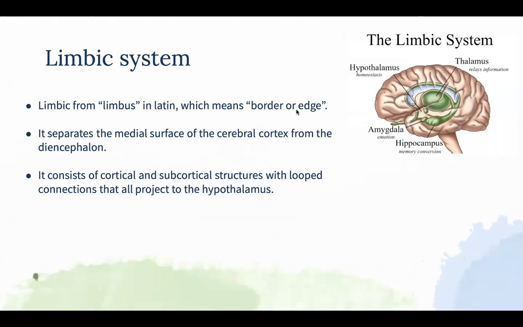أول شيء التسمية. Limbic comes from limbus in Latin which means border or edge. لأن كل الستراكشرز محصورة في this horse-shaped region in the brain. It separates the medial surface من cerebral cortex from the diencephalon. It consists of cortical and subcortical structures with looped connections that all project to the hypothalamus. So limbic system كله will relate with the hypothalamus.